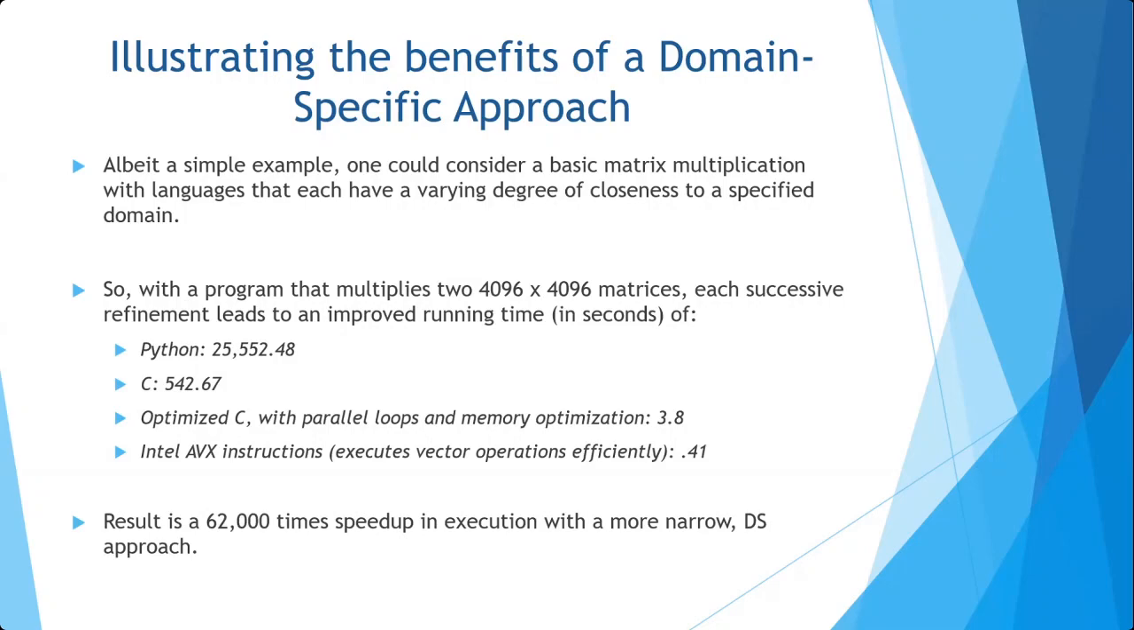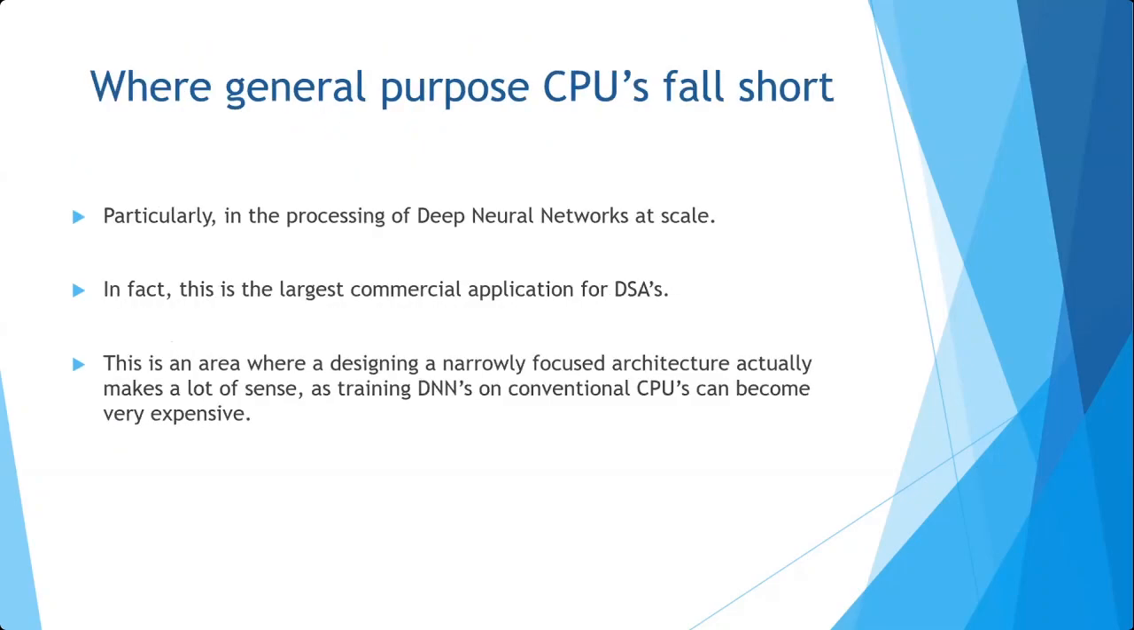It's really cool to hear about it from a professor. So continuing on, to wrap this all up, the result is that you get a 62,000 times speedup in execution with a more narrow domain-specific approach. So that outlines the real advantages of a domain-specific approach.